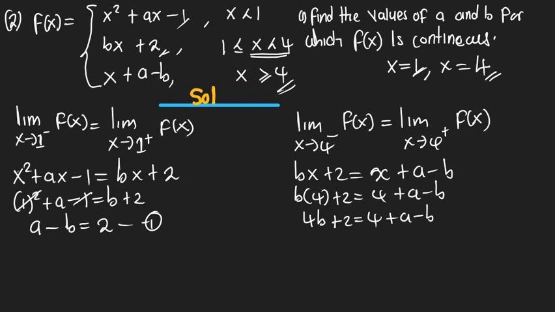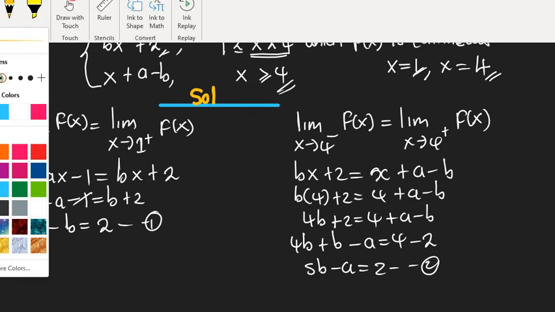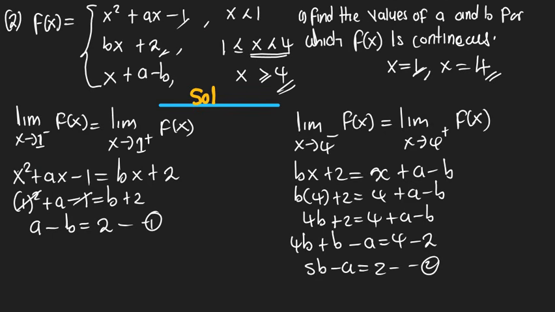Let's check if we can cancel anything. So let's have 4b here. The b goes this side, it becomes positive. The a goes this side, it becomes a minus. We have a 4 there, minus 2. Then this is going to be 5b minus a equal to 2, right? This is equation 2. Let's try to solve them simultaneously and see if it gives us anything sensible.